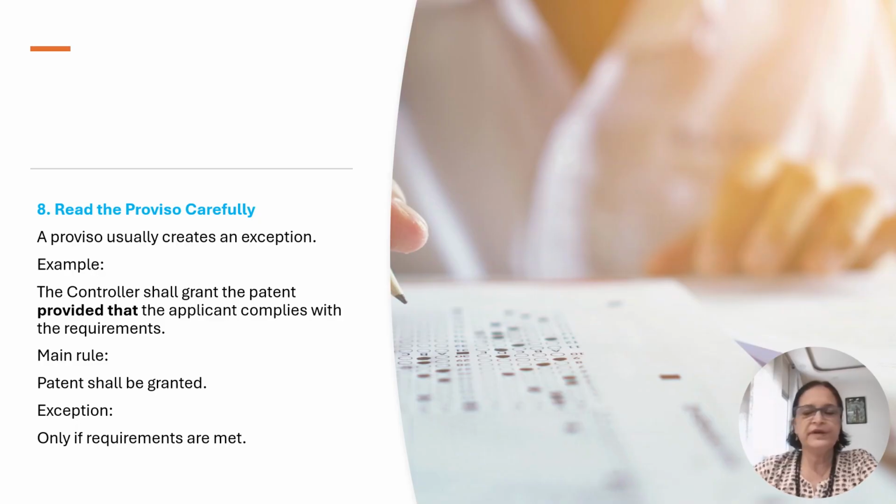Read the proviso carefully. The proviso usually creates an exception. For example, the Controller shall grant the patent provided that the applicant complies with the requirements. So the main rule is that the patent shall be granted, and the exception here is only if the requirements are met.